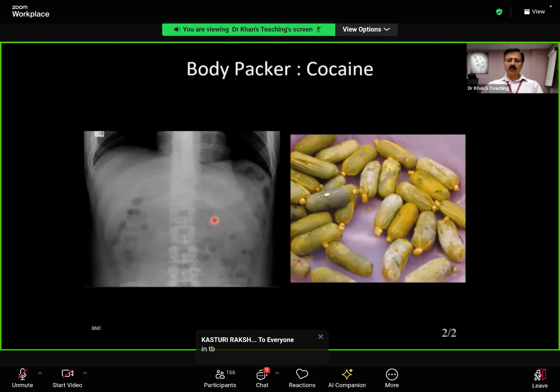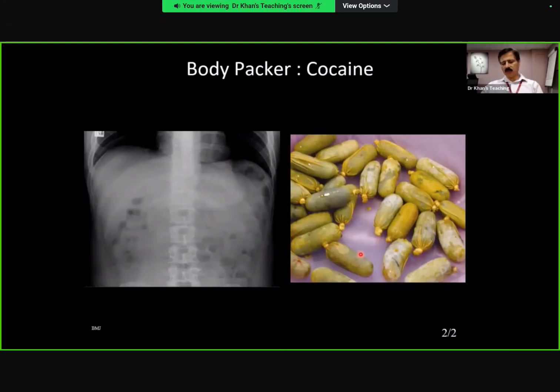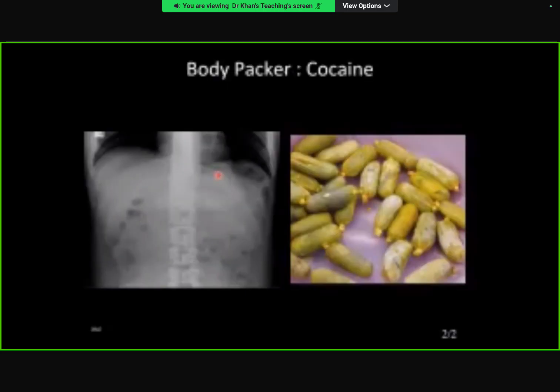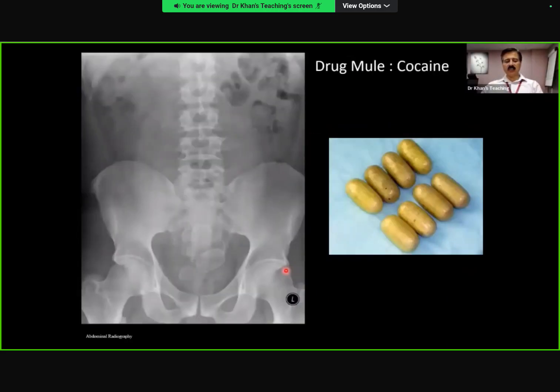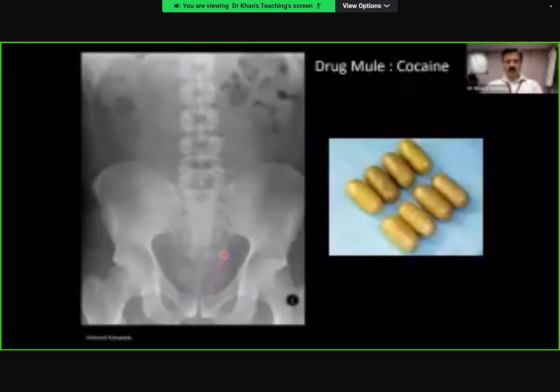So what they do is that they use latex gloves. For example, these are fingers of the latex gloves, which are tied together. So what happens is that the beam of X-ray, if you see, it gives you a crisp and sharp outline where I am pointing out. This is the outline of it, or they can also use condoms. So this is what they do. This is body packer, and this is another case from literature. We also call them drug mules. And this is a better quality picture, which gives you the same appearance.